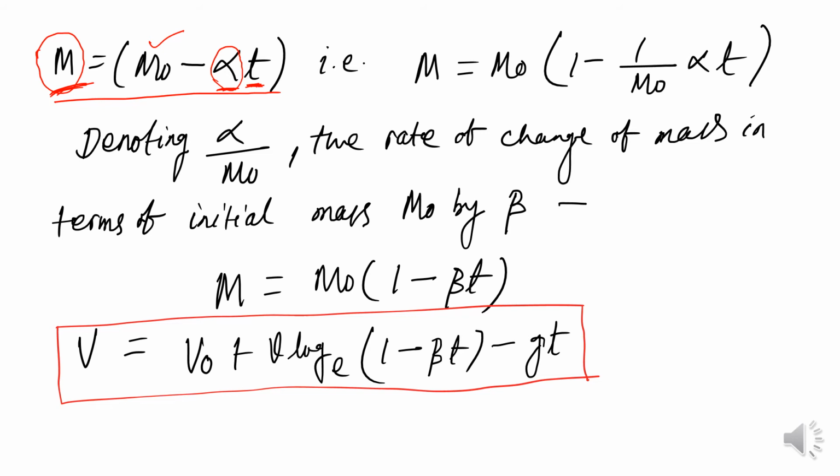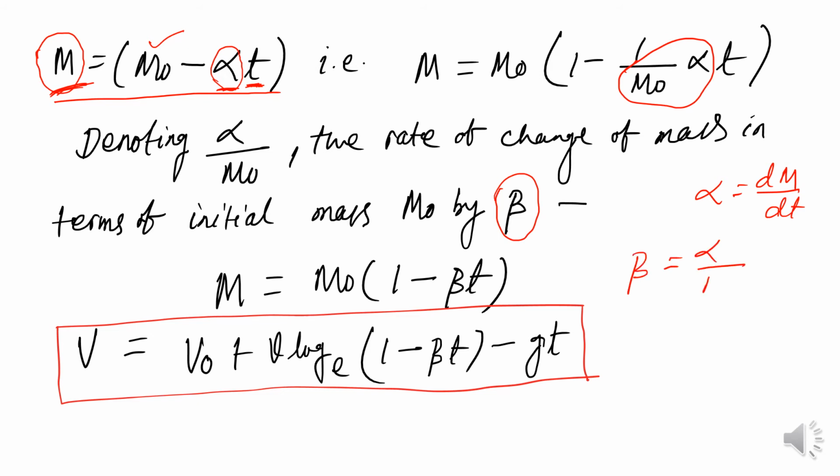So that is m equals m0, taking common, we can write it in this form: 1 minus alpha divided by m0 into t. So this alpha is the rate of change of mass over time, dm by dt. Denoting alpha by m0 by some other factor beta, we can finally write capital M is equal to m0 multiplied by 1 minus beta t. So beta we wrote for alpha divided by m0, right?